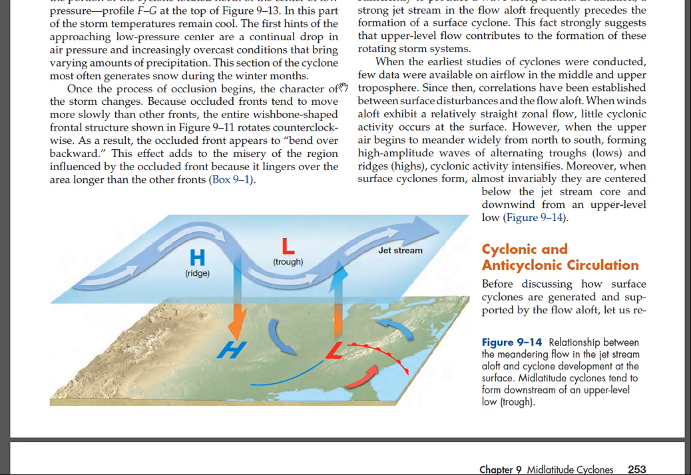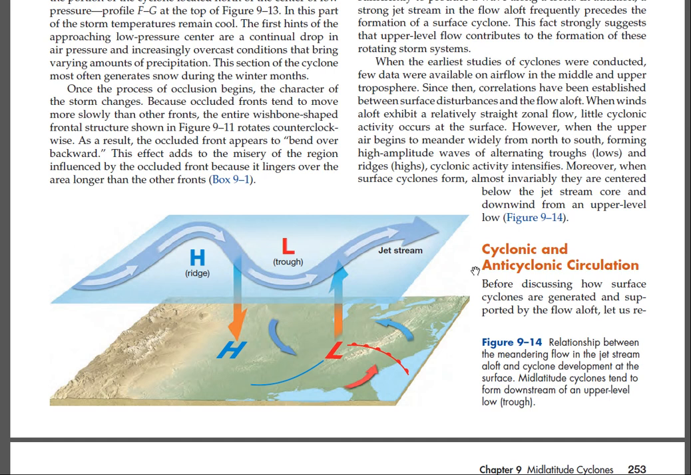When winds aloft exhibit a relatively straight zonal flow, little cyclonic activity occurs at the surface. However, when the upper air begins to meander widely from north to south, forming high-amplitude waves of alternating troughs, lows, and ridges, highs, cyclonic activity intensifies. Moreover, when surface cyclones form, almost invariably they are centered below the jet stream core and downwind from an upper-level low, Figure 9.14.